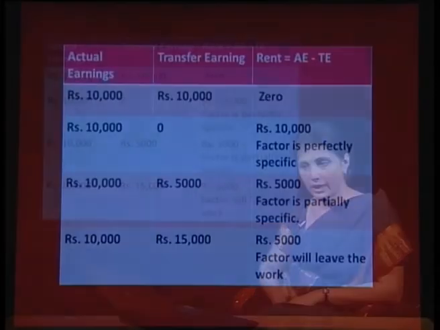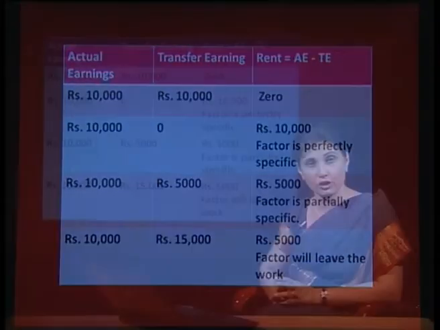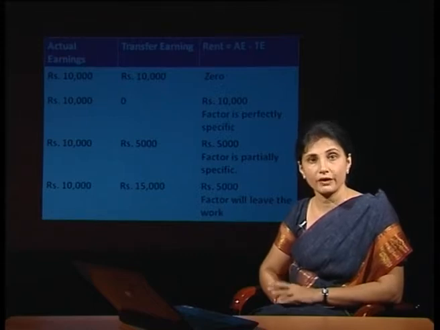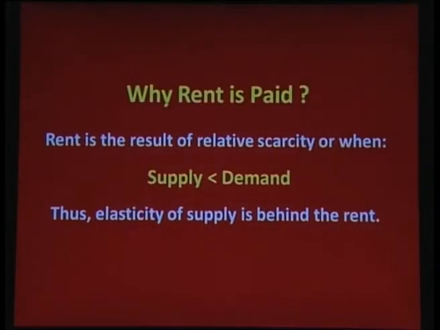So, there is one case only when the economic rent is the maximum. That is the case when the factor of production is perfectly inelastic, or you can say perfectly specific, and it has no other alternative use. Why is rent paid? Rent is the result of relative scarcity, or when supply is less than demand. Thus, elasticity of supply is behind the rent.